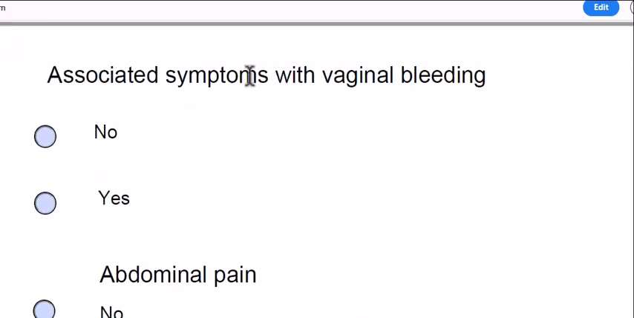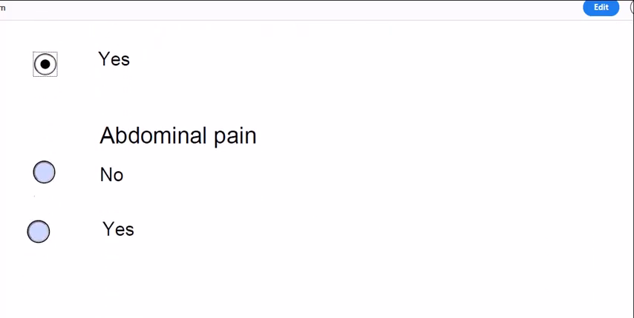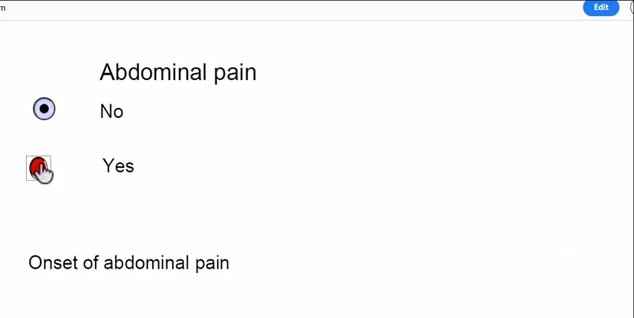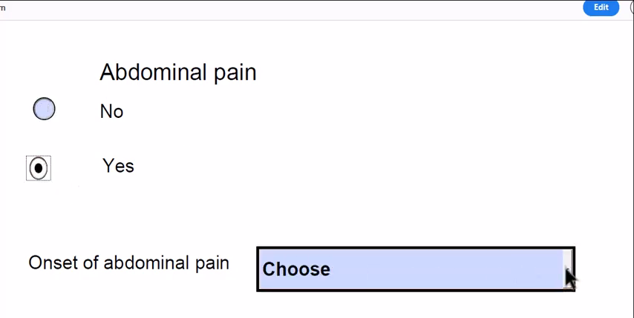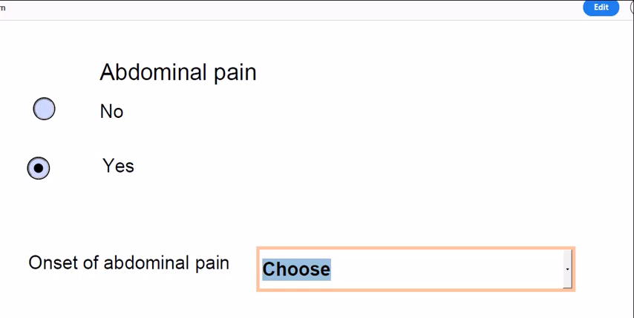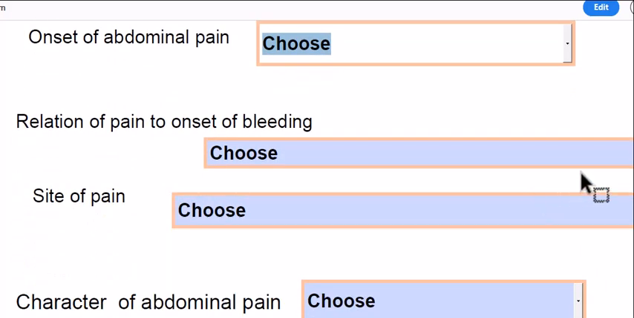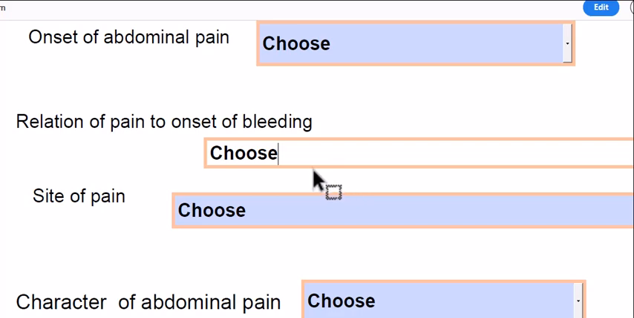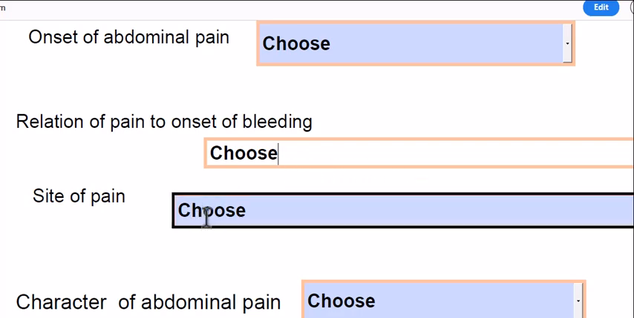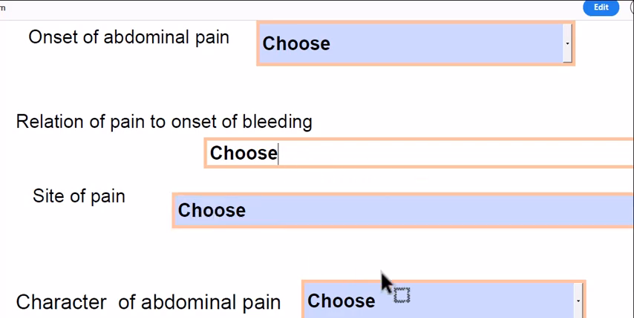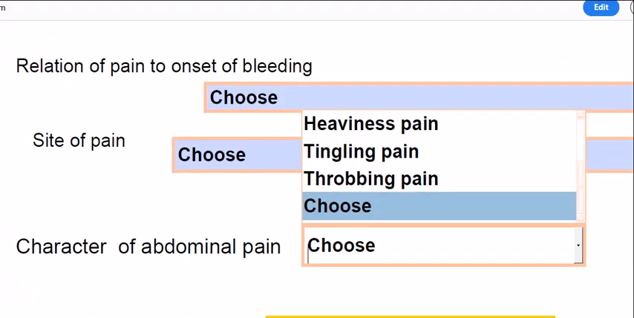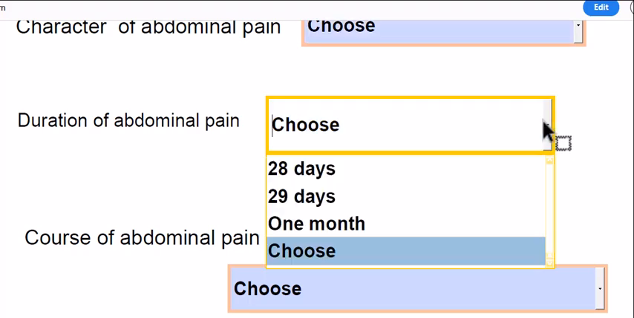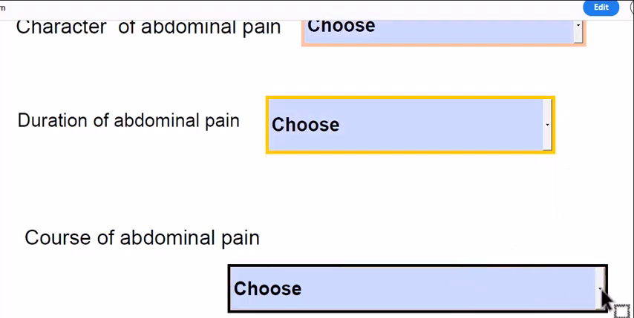And then any associated symptoms with the vaginal bleeding, she has no symptoms or she has symptoms. These symptoms may be abdominal pain, and what is the onset of the abdominal pain, the site of the abdominal pain, the relation of the pain to the onset of the bleeding, the character of the pain, the duration of the abdominal pain, and the cause of the abdominal pain.